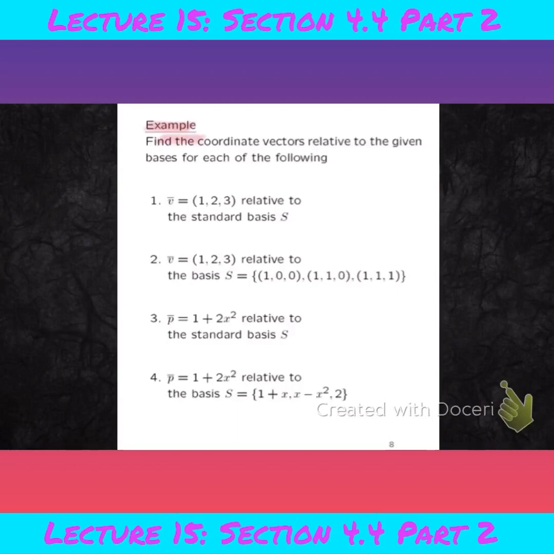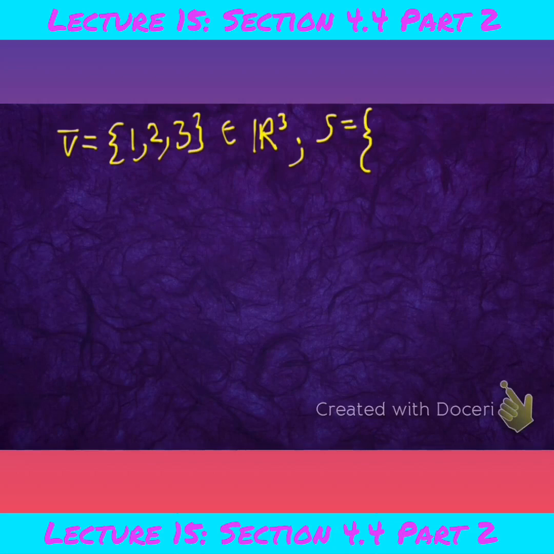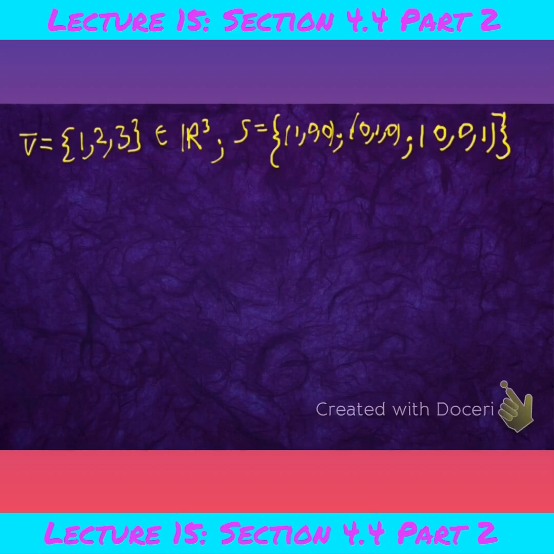Okay, so we are asked to find the coordinate vectors relative to the given basis for each of the following. The first one there is to look at V in R3, and we are asked to find the coordinate vectors with respect to the standard basis. So there you've got your vector in R3, and what's the standard basis again? It's the standard unit vectors. Right, so there's my three standard vectors. Because it's a basis, we just need to express the vector V as a linear combination of the vectors in S. So take these scalars, which I want to solve, to be scalars.